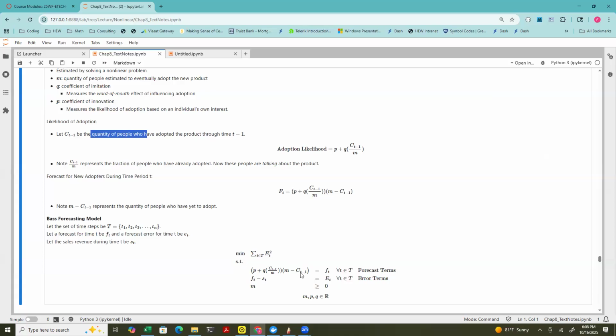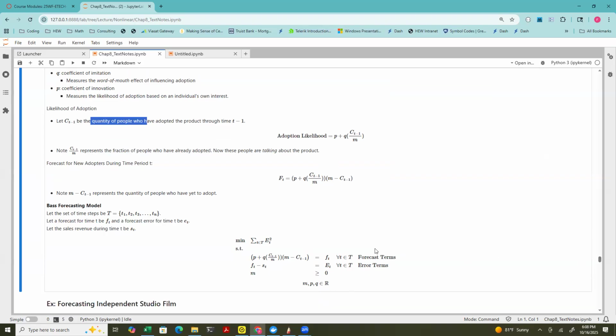Subject to what? Well, we've got some forecast terms here. And so for every time in the time step here, we're just implementing this formula. So if I look, this and this are the exact same. And we're saying it's got to be greater than or equal to 0. And P, Q, and M are elements of the real numbers here. Okay, so M I'm saying is greater than or equal to 0. And I do not say P and Q here are.